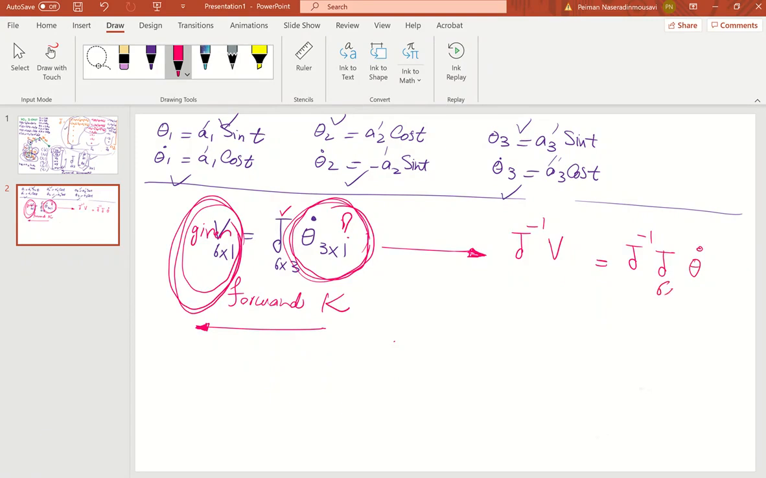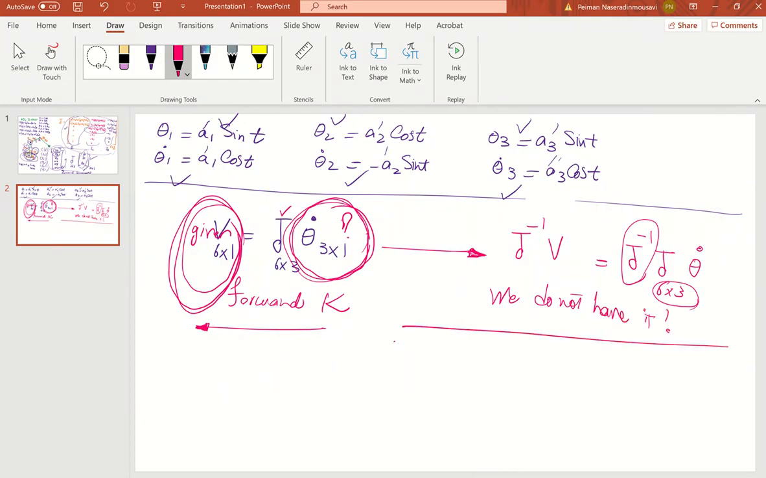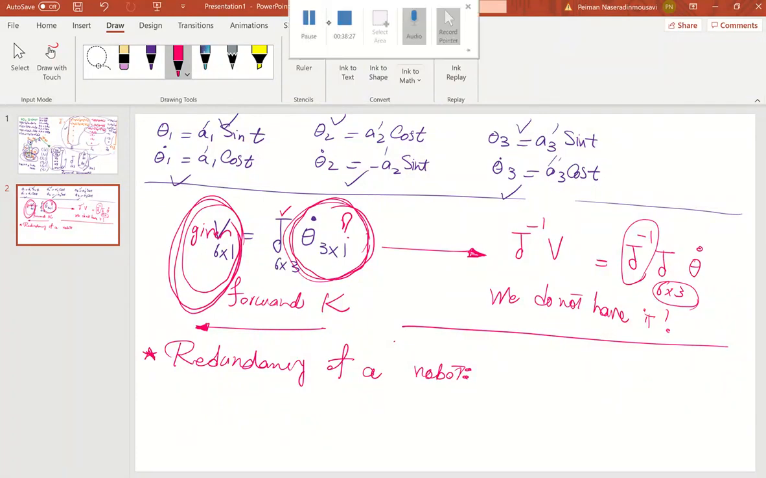Now guys, this is 6 by 3. Can you let me know what is the inverse of a non-square matrix? We don't have it. So what are the things that we have to study about redundancy? Redundancy of a robot. That I'm going to start from the next class. Okay.